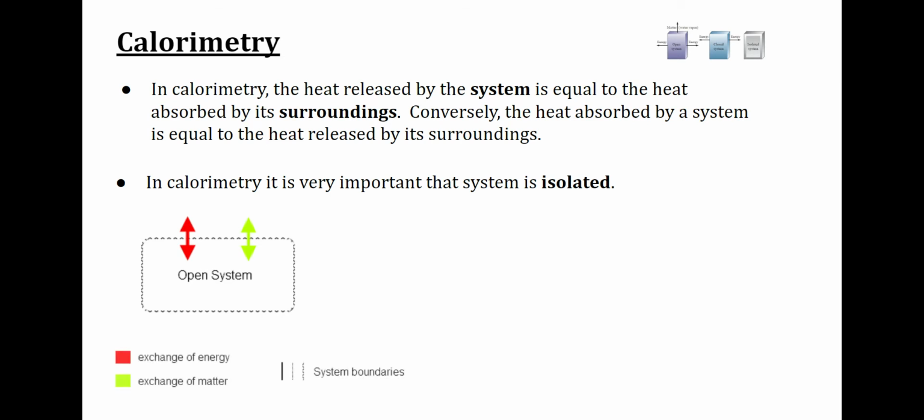This is what we call an open system. And in an open system, you can see that both energy, which is represented by the red arrows, and matter, which is represented by the lime green arrow, can exchange from the system. If we think to last lesson, where we looked at heat flow and we used a hot cup of coffee as an example, an open system would be a hot cup of coffee with the lid off. Now, a closed system, well, that would be a hot cup of coffee with a lid on.